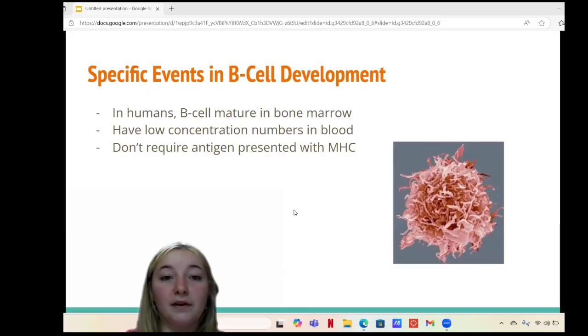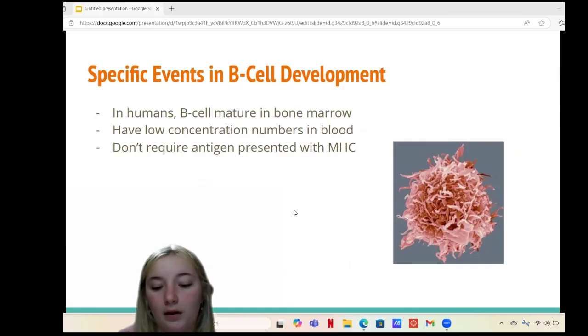Here we have the specific events in B cell development. B cells begin their development in the bone marrow and they mature inside of the bone marrow. They don't have high concentration numbers in blood, so you won't commonly find them inside of your blood, but there may be numbers that show up when you're getting lab work done or other things that may include your blood counts.